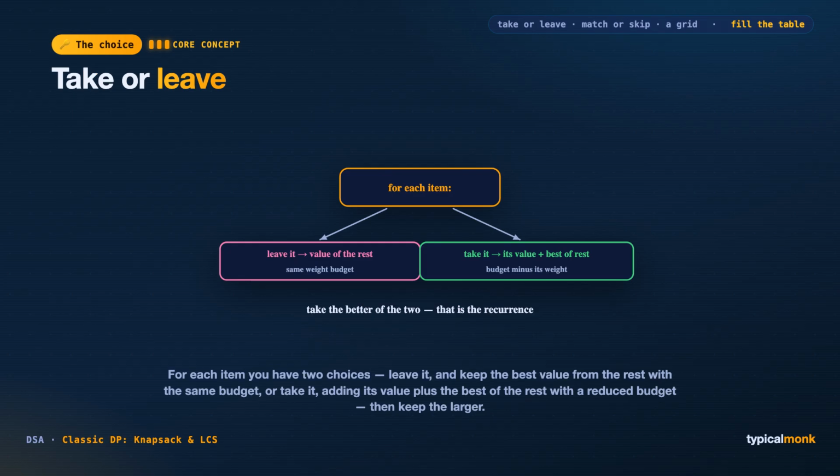So the takeaway: the knapsack recurrence comes from one question per item. Leaving it gives the best value from the remaining items with the full budget, while taking it, if it fits, gives its value plus the best from the remaining items with the budget reduced by its weight, and you keep the larger of the two, a recurrence over smaller knapsack subproblems that DP fills into a table.